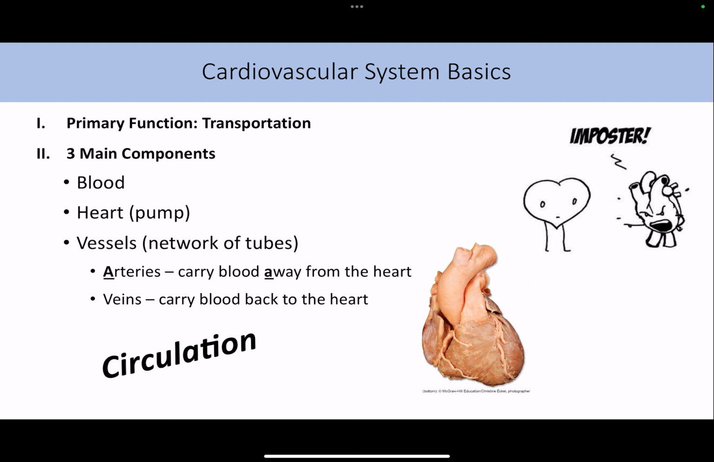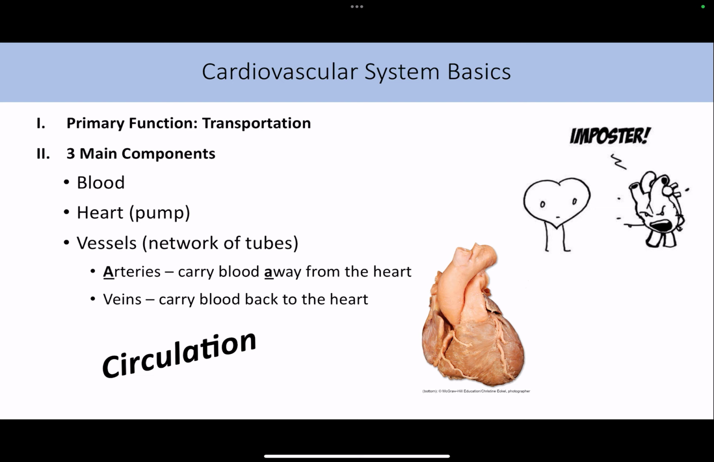Okay? So when you look at the textbook, you'll see that oxygenated blood is red and deoxygenated blood is blue. A lot of people have the misconception that all arteries are red and all veins are blue. That is not true. The only definition for an artery is that it takes blood away from the heart. That's it. The only definition for a vein is that it brings blood back to the heart. That's it. Okay.